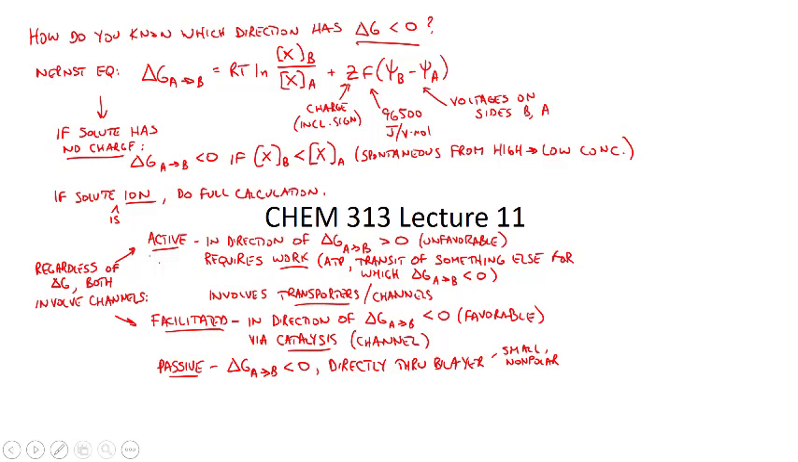And a final point about active transport: we say that active transport is transport in the direction of delta G being positive. But that doesn't mean that active transport has positive delta G. That would mean it's impossible to do without work. The whole idea of active transport is you couple transport to something with a negative delta G so that the net free energy is negative.